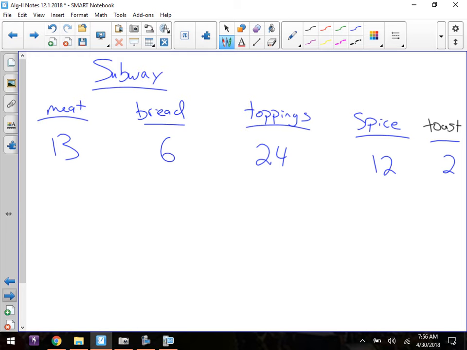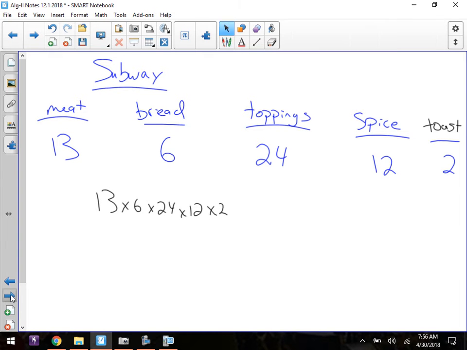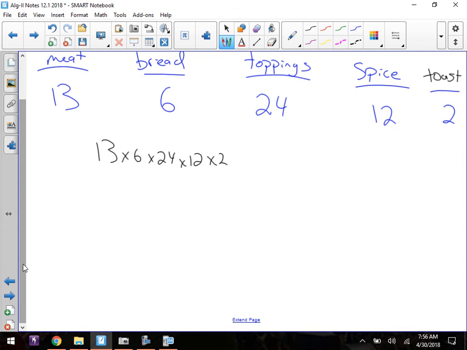Well, now if you go through it, put in your calculator, what's 13 times 6 times 24 times 12 times 2? Now this is obviously if you're just picking one of each. Then you can start getting into picking multiples if you wanted to, but the idea is if you pick one of each, what are you getting? 44,000 what?